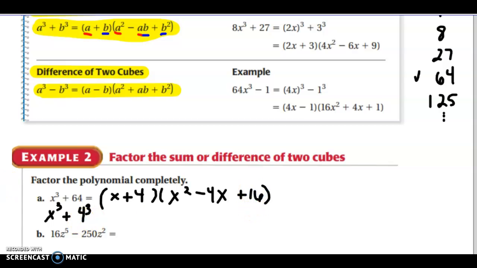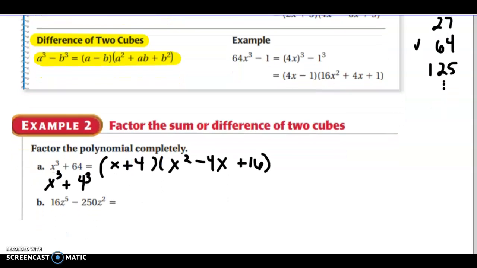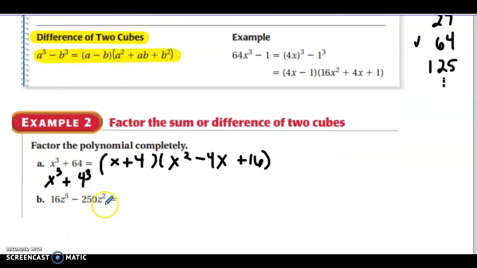And that's it. I mean, that's as tough as it gets. Even in b, I don't see cubes, but remember, in factoring, we look for a GCF first. So the GCF here, it looks like it's a 2z squared. And if I undistribute a 2z squared, I'm going to be left with 8z cubed. Well, 8 was in the list I wrote up here. That's definitely a cube. And 250 divided by 2 is 125.